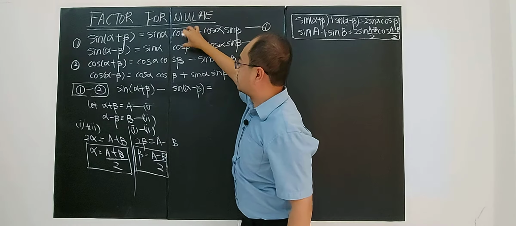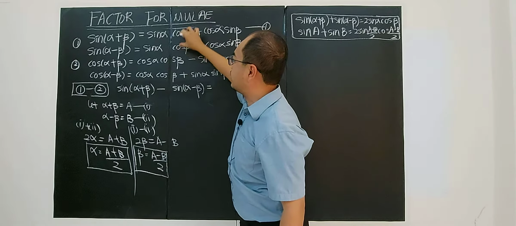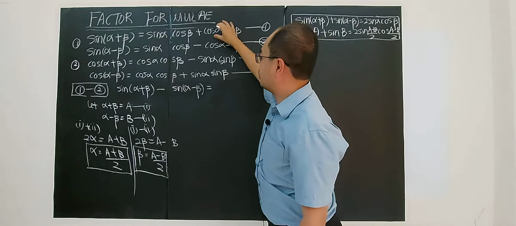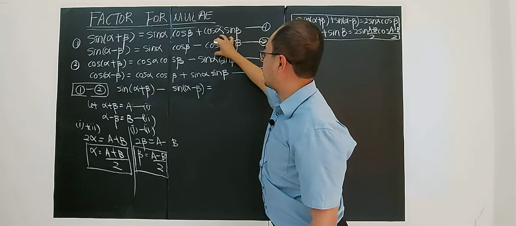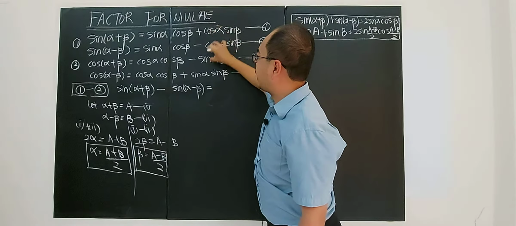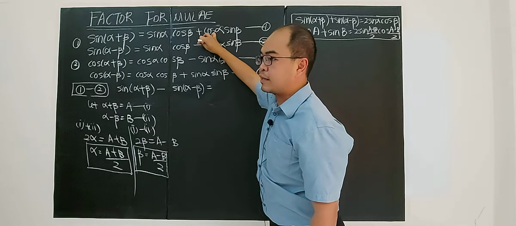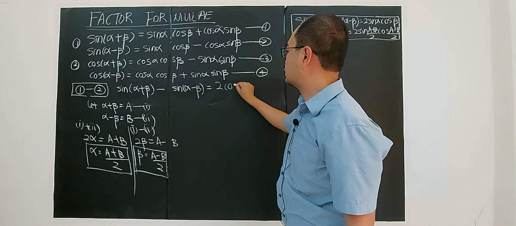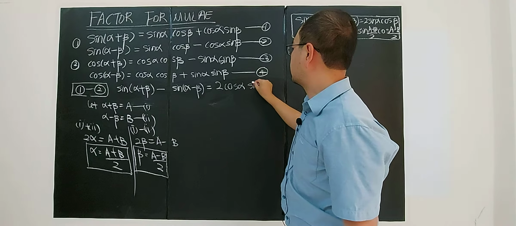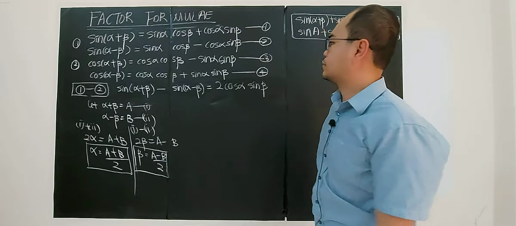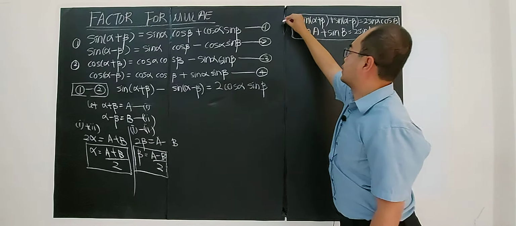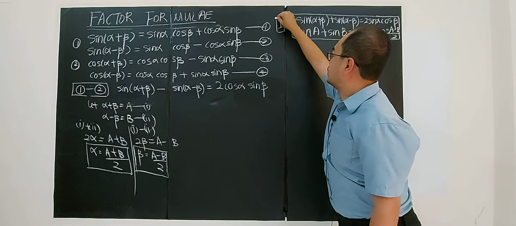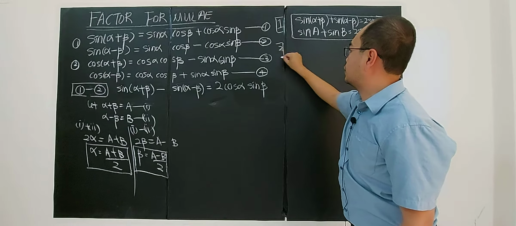On the right-hand side, these two terms are identical, so if you subtract, you get 0. And this one also, you have cos alpha sine beta, cos alpha sine beta. So if you subtract, positive minus the negative, you get plus. So then you will get 2 cos alpha sine beta. So I rewrite here, this is the first formula, number 1. Now we go for the second formula.